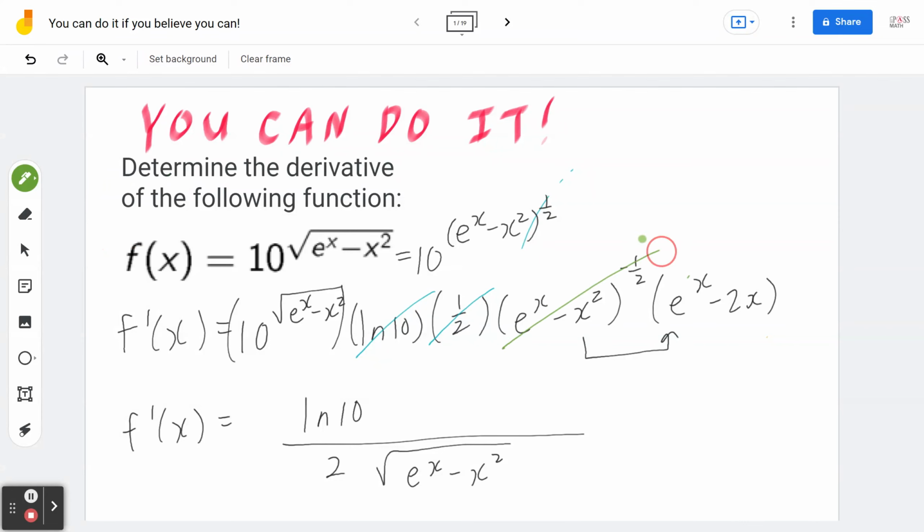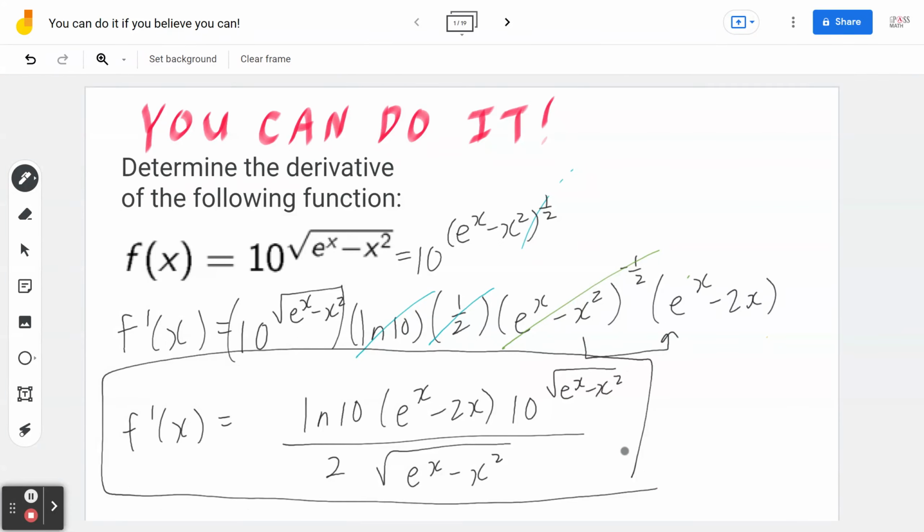Again, let's cross that out. And don't forget to copy e to the power of x minus 2x in brackets times 10 to the power of the square root of e to the x minus x squared. And that's how you find f prime of x.